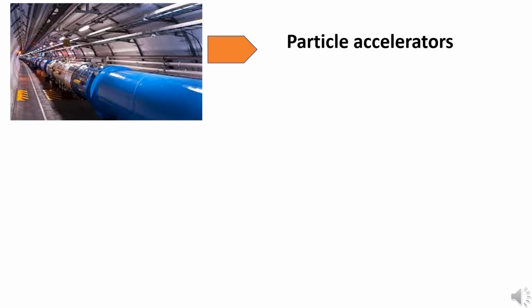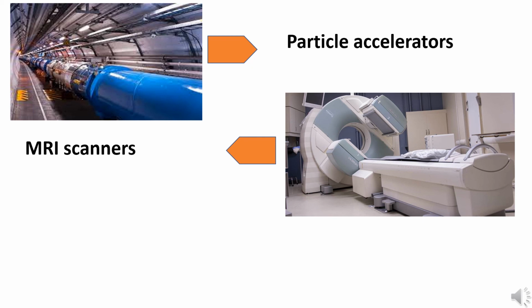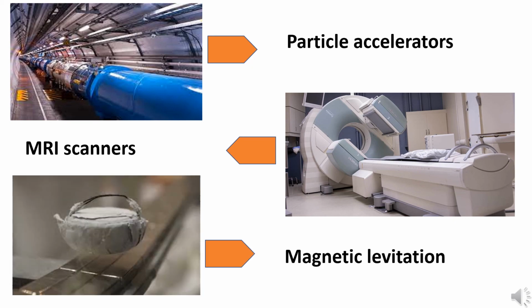This astonishing superconductivity is used in particle accelerators, for producing very strong magnetic fields using superconducting electromagnets for accelerating the particles. They are used in magnetic resonance imaging machines, MRI scanners, for producing powerful magnetic fields using superconducting electromagnets, which use liquid helium for cooling. They are also used for magnetic levitation applications.